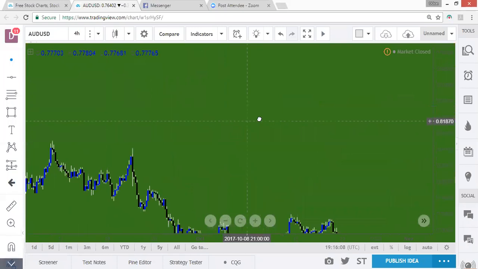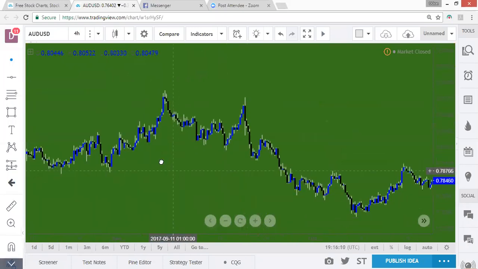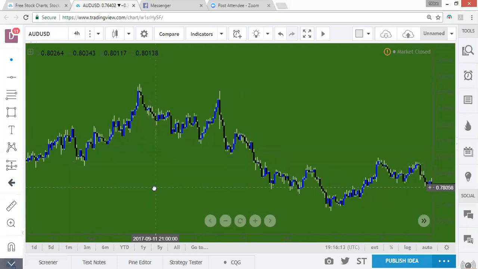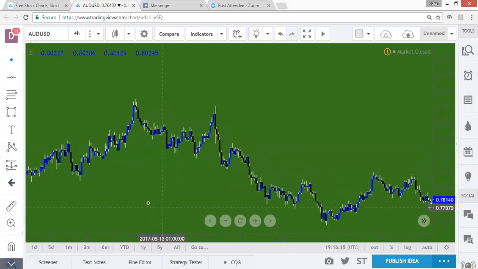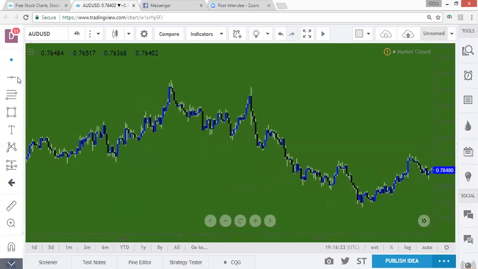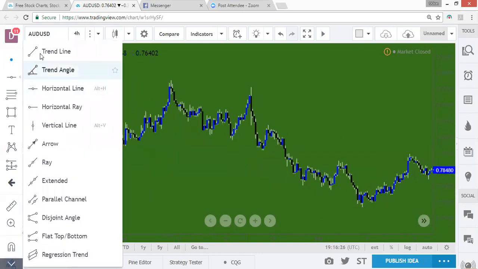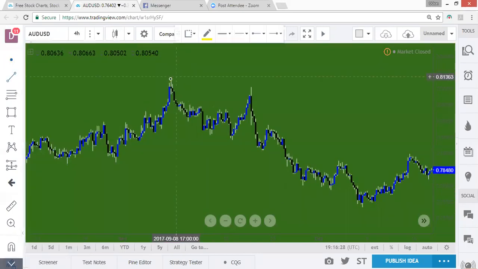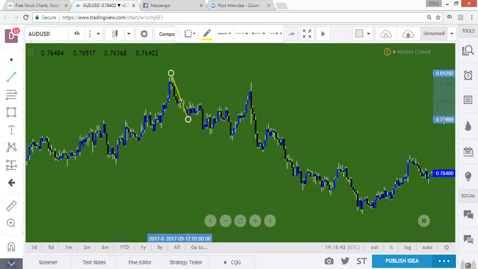I got the AU 4-hour pulled up because I noticed a Cypher pattern right here in this area. I don't know if y'all see it. Again, identifying these patterns, noticing that we have an impulse here. Whoa, we have an impulse here. Sorry about that. Stretch it out a little bit. Boom.